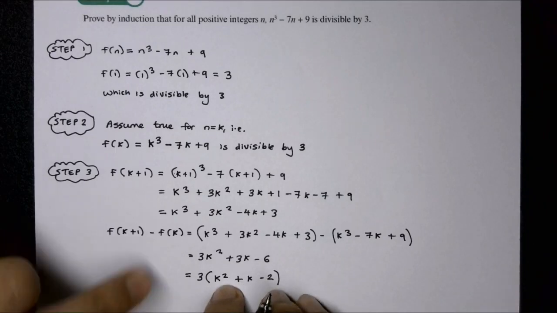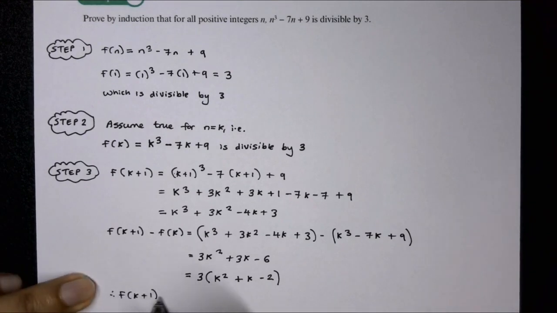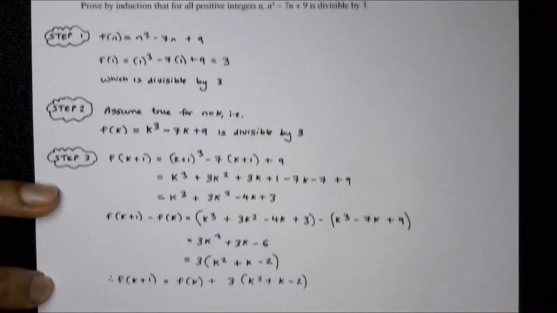And now if we take this f of k to the right hand side, we can therefore conclude over here f of k plus 1, which we want to show is divisible by 3. This is equal to f of k plus 3 lots of k squared plus k minus 2. Because over here this result is divisible by 3, we already know from our assumption step this result here is divisible by 3. So the entire thing is divisible by 3, and that's exactly what we wanted to show.